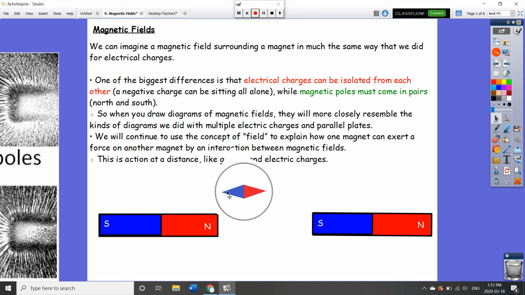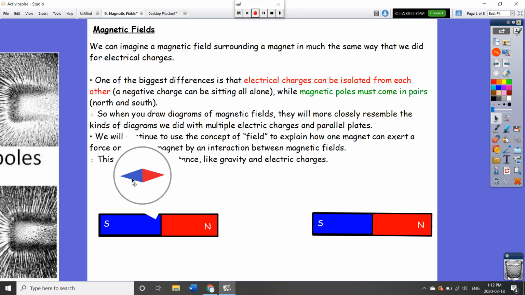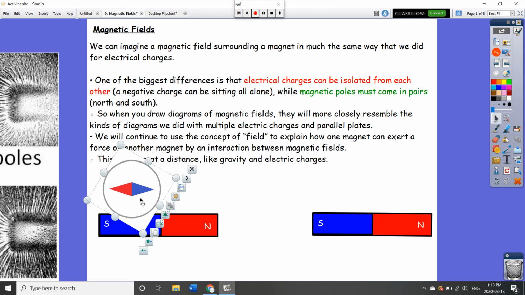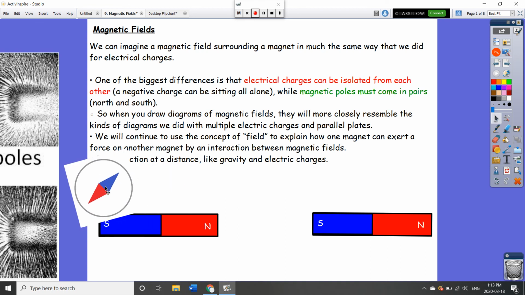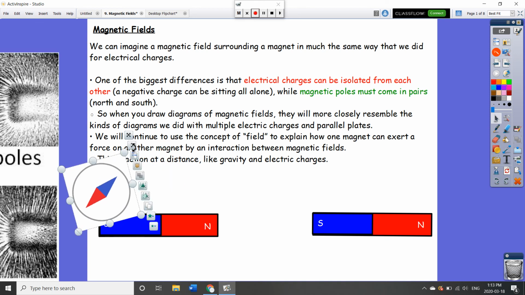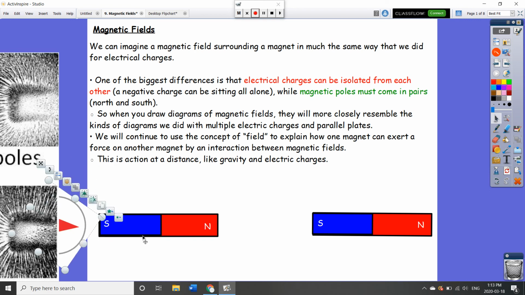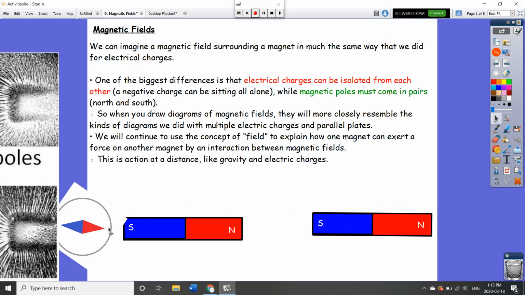If I were to move this compass around, so maybe I end up in this region here, the compass would actually start to flip because, again, that compass needle is going to be attracted to the south end of the magnet and repelled from the north end of the magnet. And so then on the back end, it might look something like that.